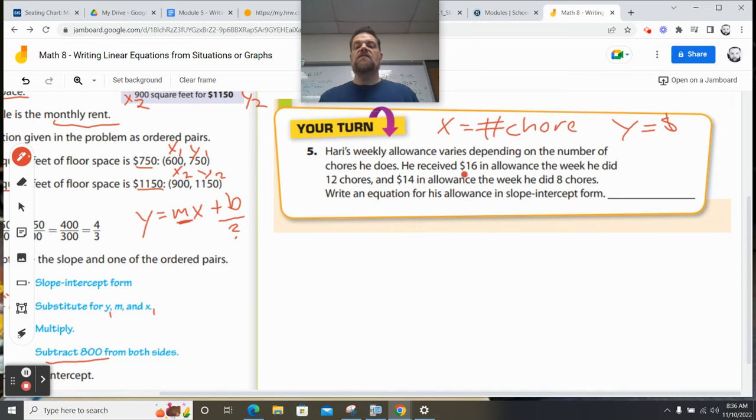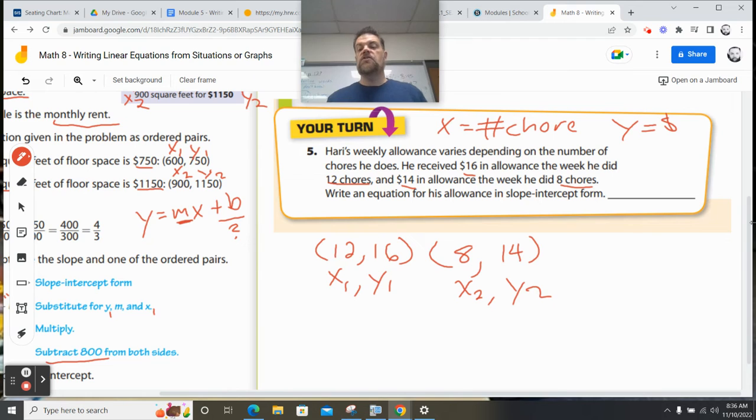He received $16 in allowance the week he did 12 chores. So that's 12 comma 16, right? And we'll call this X sub 1, Y sub 1. And then he received $14 when he did 8 chores. So that's going to be 8 comma 14. And that's X sub 2, Y sub 2.